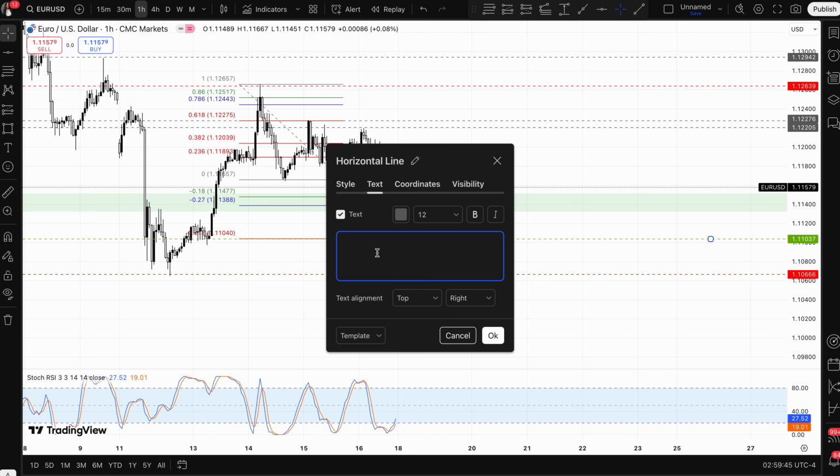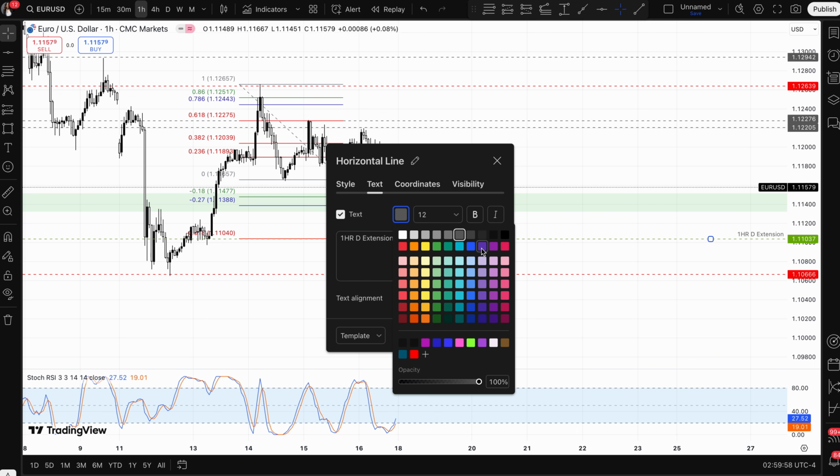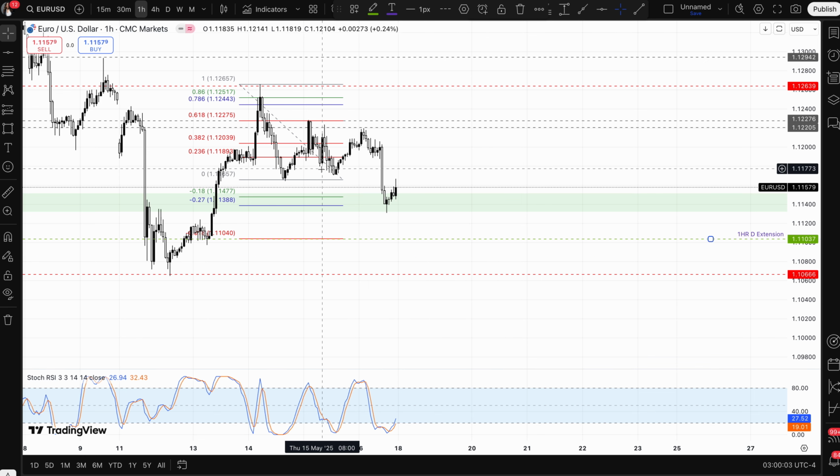I should put this. This is 1 hour D extension. 1 hour is purple, so this should be purple. Let's press OK. I'm just making sure that I did from swing low to swing low. So this was swing high. This, I don't have 2 candles above. So this is our next low. So this may push down to 1103.